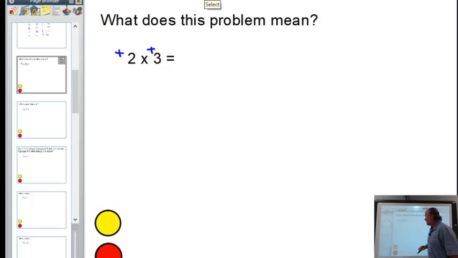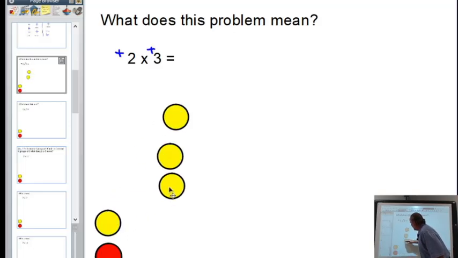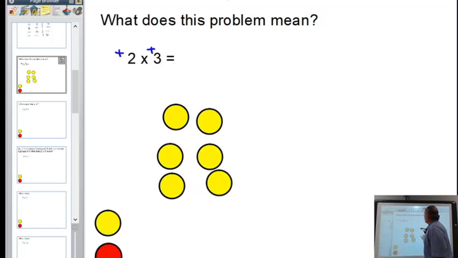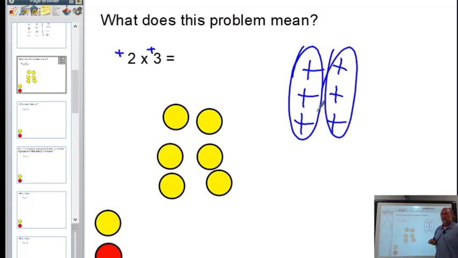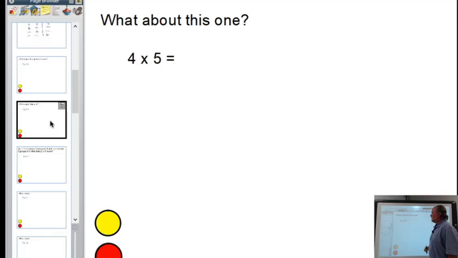Okay, so if we were to look at it in terms of our 2-color counters, that would mean I'd have 2 groups of positive 3, or if we did it with just positive signs, 2 groups of positive 3. Here's one group, here's another group. What's my answer going to be? Positive 6, all right? So keep that in mind, just bear with me as we're working this question. So what about this one then?